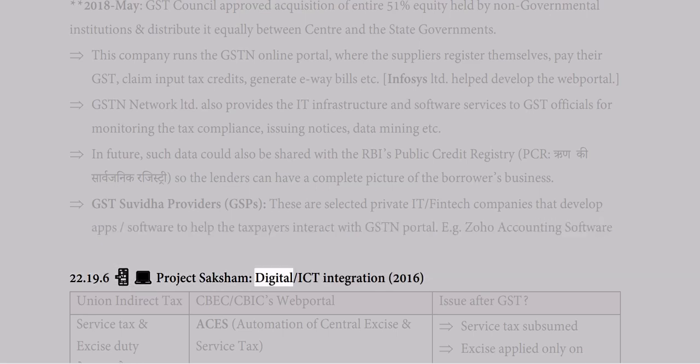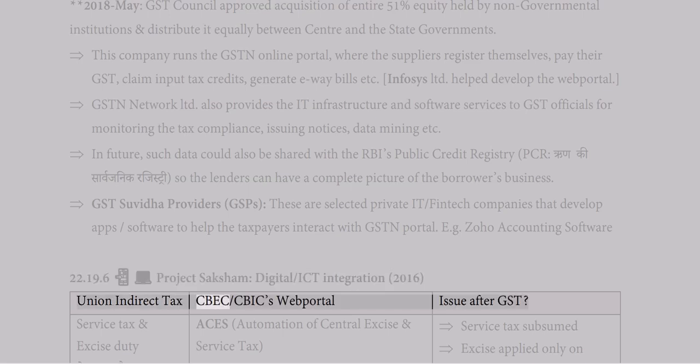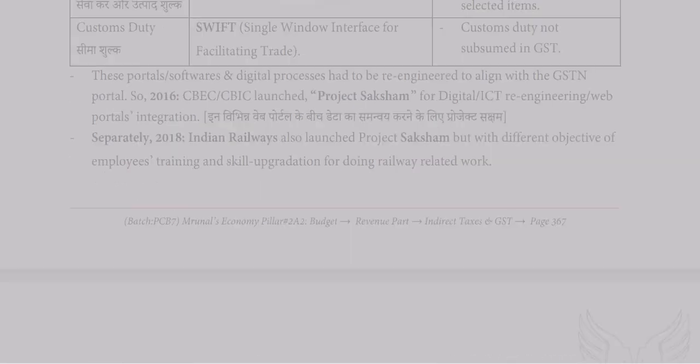2.19.6 Project Saksham, Digital ICT Integration. Union indirect tax CBEC, now CBIC, had web portals issued before GST: ACES, Automation of Central Excise and Service Tax, for service tax and excise duty. Excise subsumed in GST applied only on selected items. For customs duty, SWIFT, the Single Window Interface for Facilitating Trade. Customs duty is not subsumed in GST. These portals, software and digital processes had to be re-engineered to align with the GSTN portal. So, in 2016, CBEC, now CBIC, launched Project Saksham for digital ICT re-engineering and web portal integration. Separately, in 2018, Indian Railways also launched Project Saksham, but with a different objective of employees' training and skill upgradation for doing railway-related work.